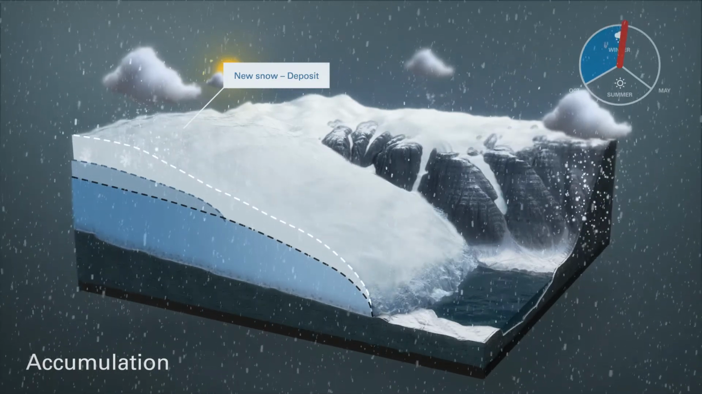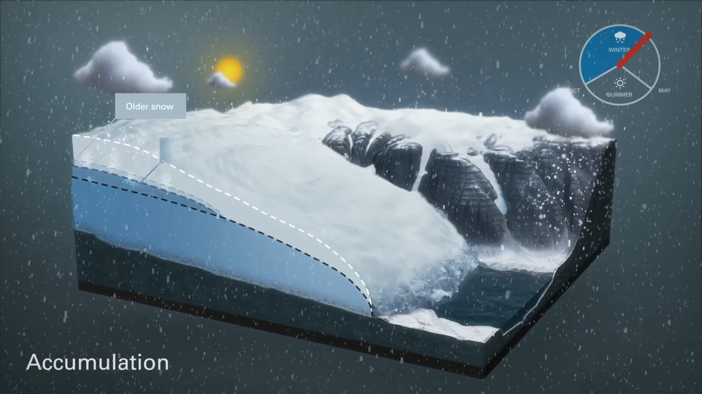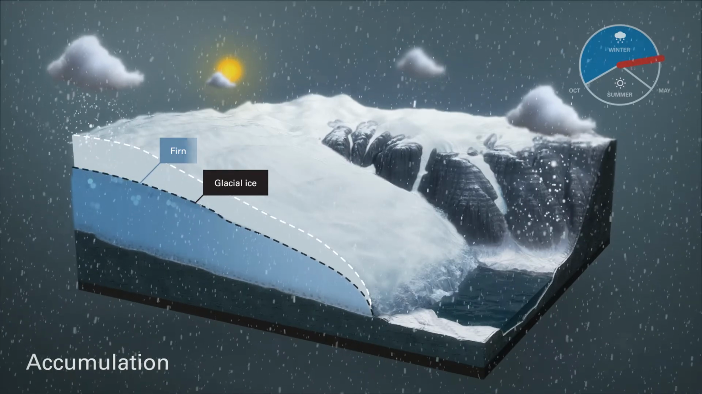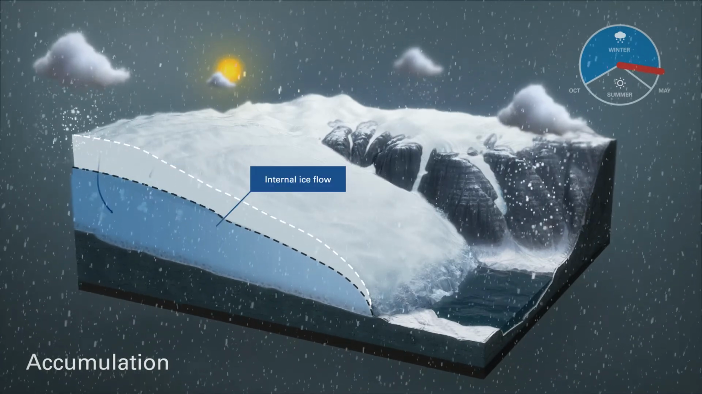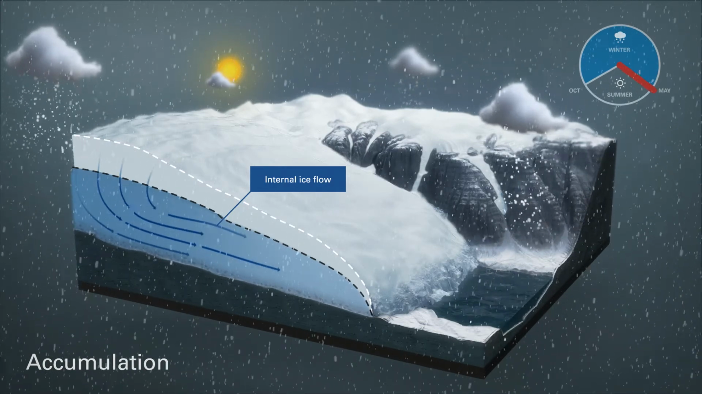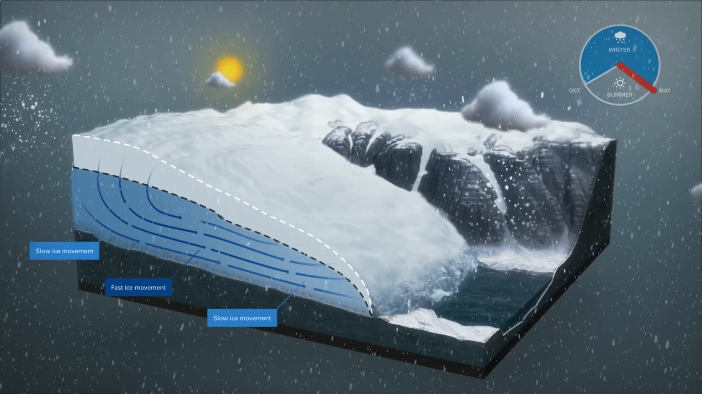Underneath the thick layer of new snow, older snow becomes compact and turns first into firn and at deeper levels into glacial ice. The internal ice flow and downhill slippage never stop. The glacier moves under its own weight, displacing mass towards its lower margins.